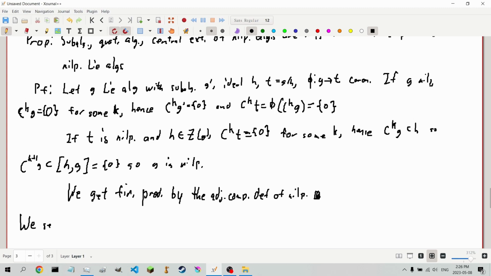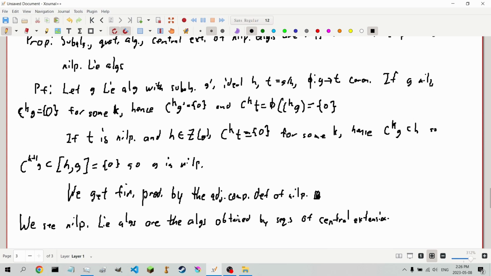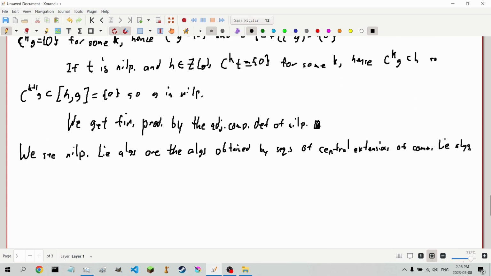And we see nilpotent Lie algebras are the algebras obtained by sequences of central extensions of commutative Lie algebras. And there's one last proposition, kind of an easy one.